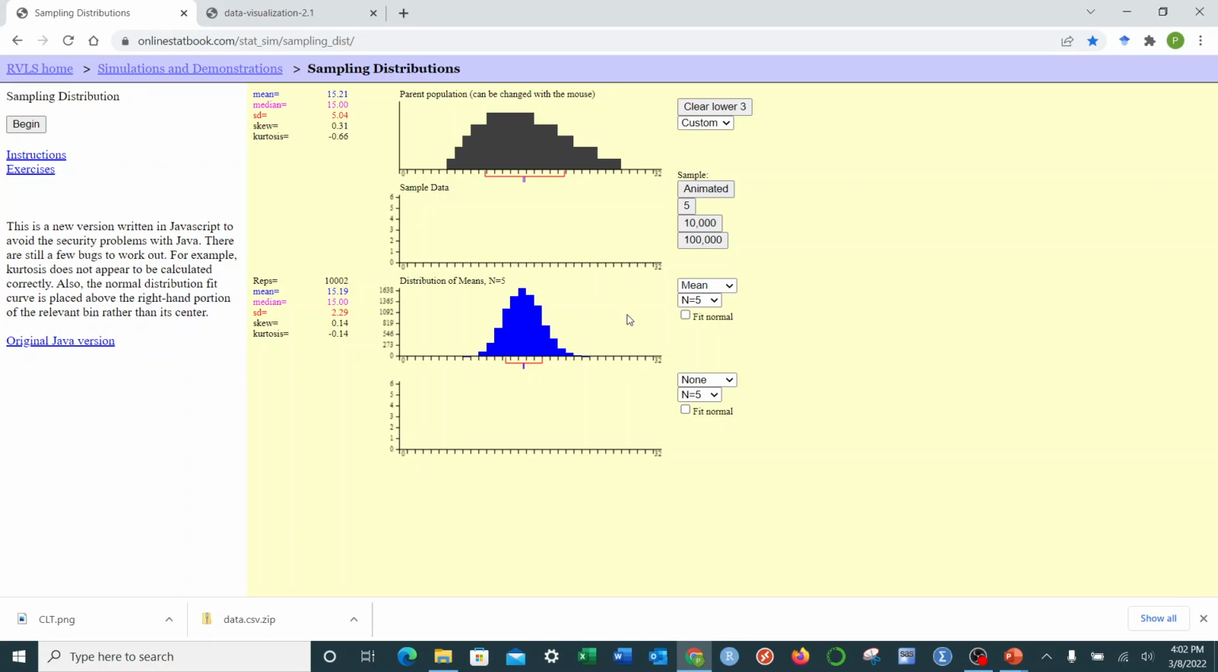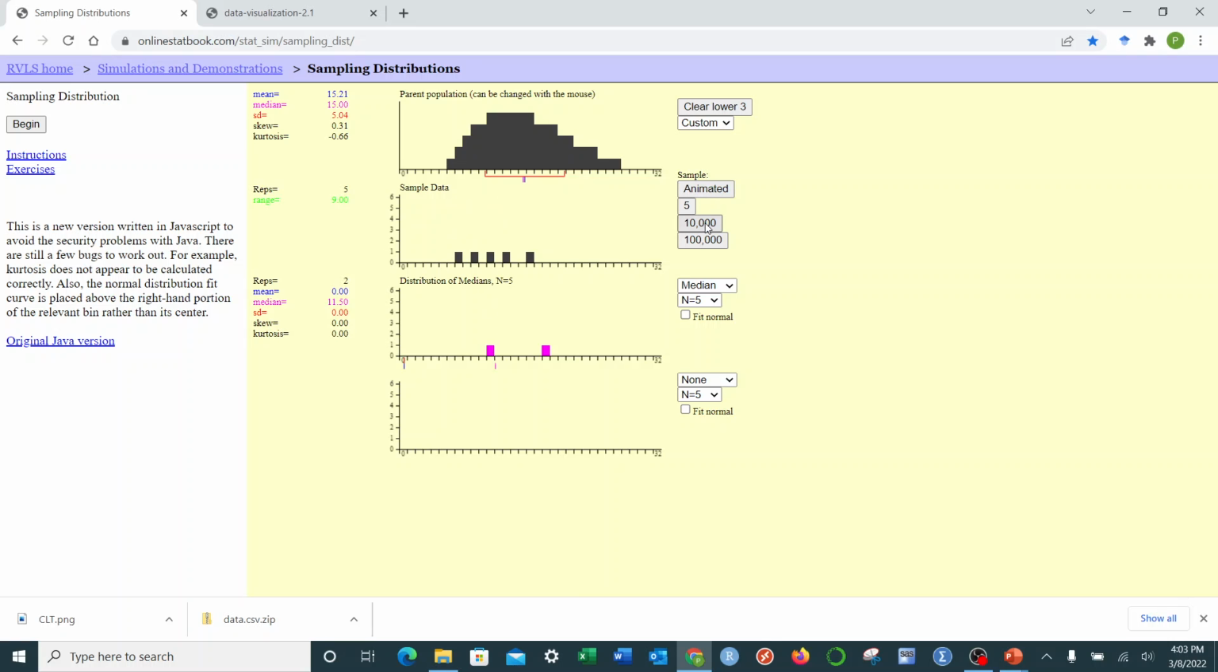Do it again. And if I speed it up and did it 10,000 times, this is what it would look like. And the thing is that this applies for any sample statistic. It doesn't just have to be for the mean. We can do this for the median. So I'm drawing a sample of size 5 and calculating the median this time.